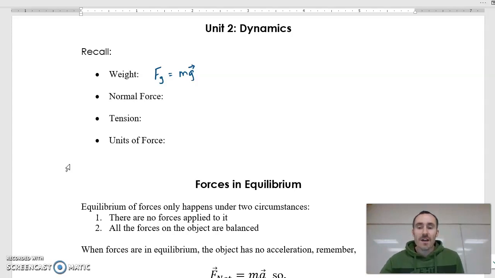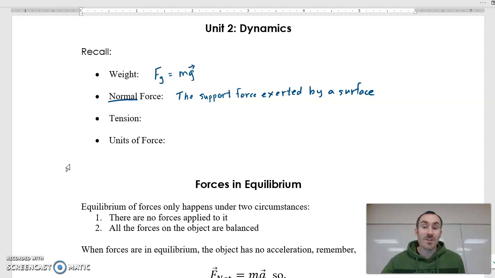We're going to remember that the normal force is the support force applied by a surface. And maybe you'll remember that normal in math and science means 90 degrees. It means perpendicular. And so that's why it's called the normal force. Not because it's ordinary or regular, but because it's perpendicular to the surface.